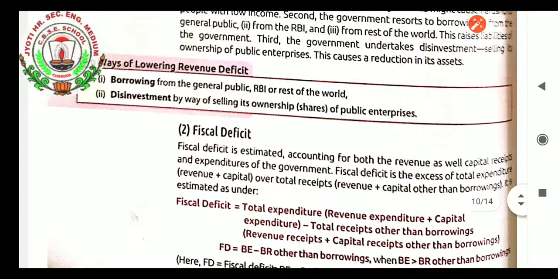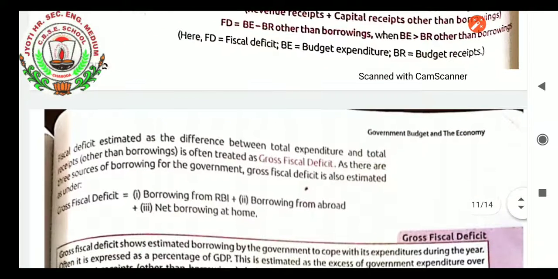So what is the meaning in one line? Fiscal deficit means the total expenditure which we incurred, that is revenue plus capital in nature, minus total receipts other than borrowings, that is the revenue receipt plus capital receipt. It is known as fiscal deficit. Fiscal deficit is estimated as the difference between total expenditure and total receipts other than borrowings. Borrowings will not be treated as gross fiscal deficit.